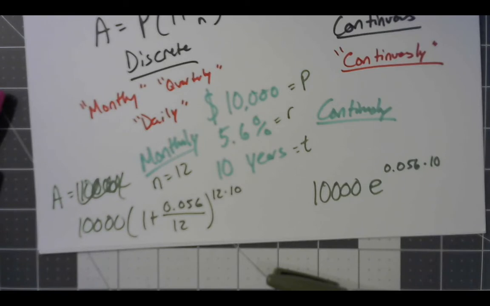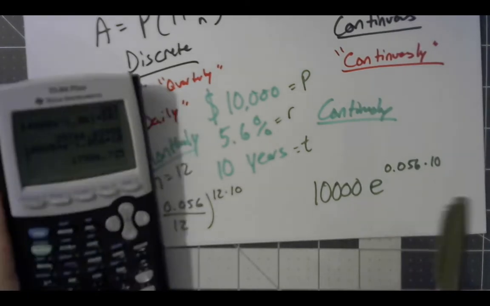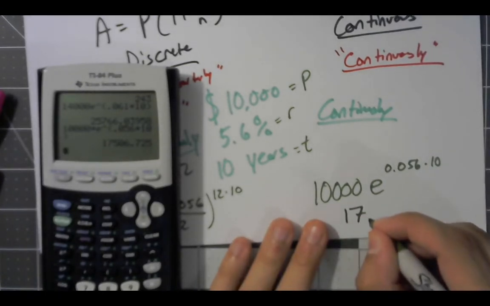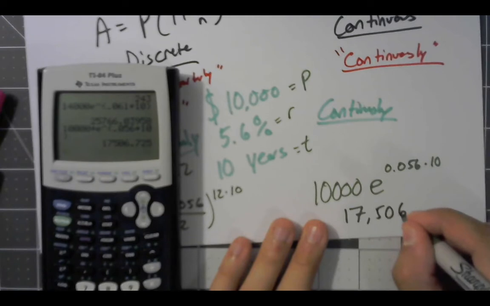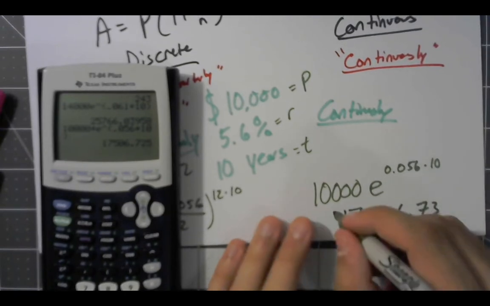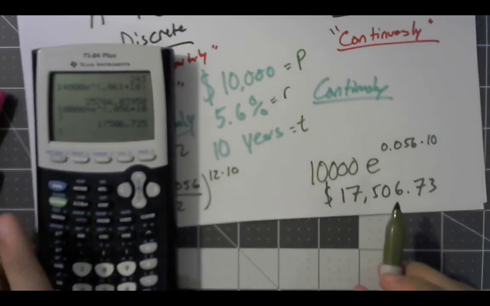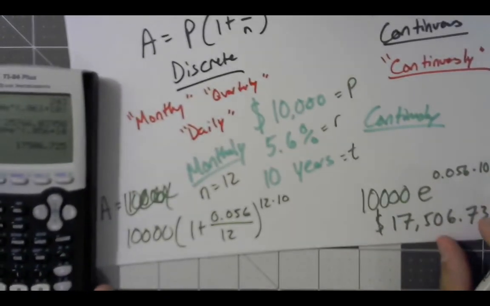E to the 0.056 times 10. All right, and I get $17,506.73. Put a dollar sign in there. That is my continuous growth.